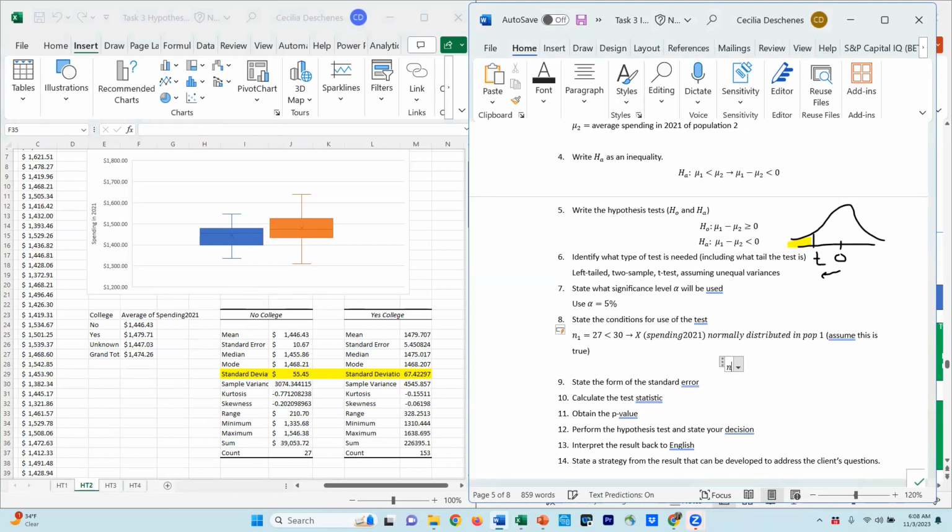The second condition for use is that because n2 equals 153, and that is greater than or equal to 30, then we can use the test, as long as there's no outliers. And we took them out, so we don't have any in this case.